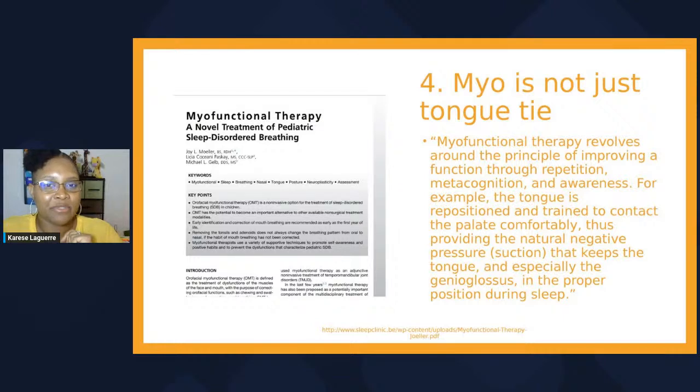For example, the tongue is repositioned and trained to contact the palate comfortably, thus providing the natural negative pressure, light suction from the incisive papilla all the way back to the soft palate that keeps the tongue and especially the genioglossus in the proper position during sleep.